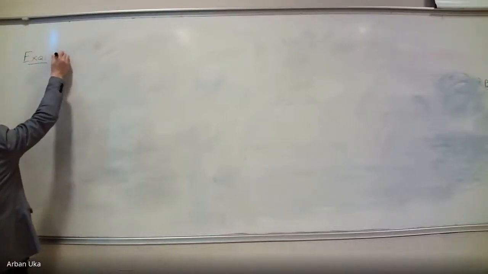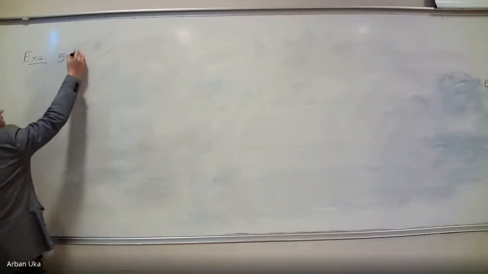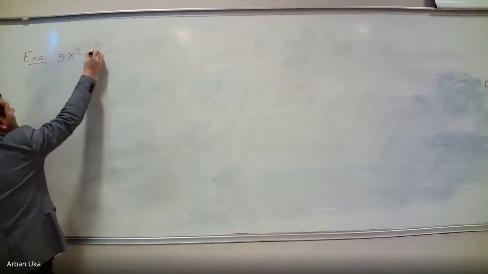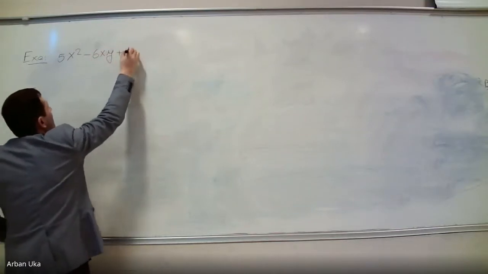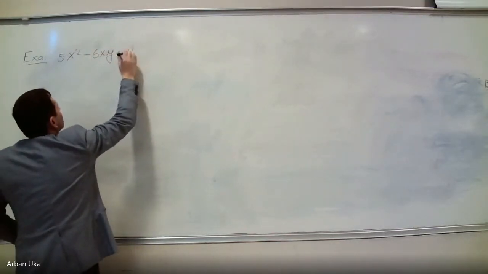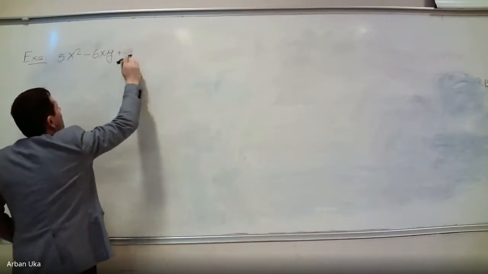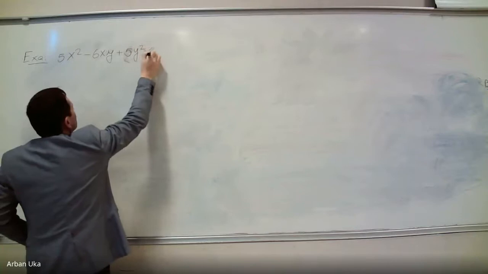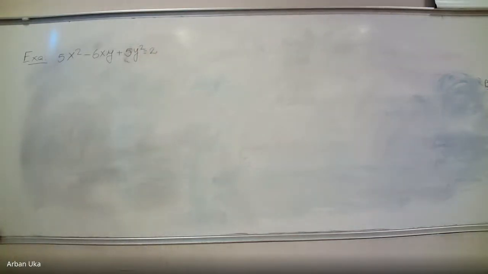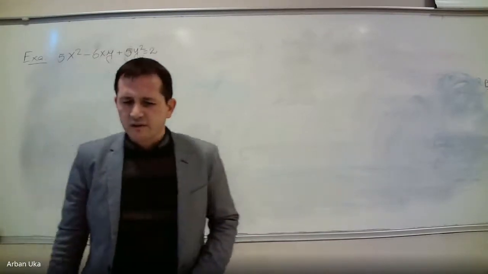Assume that we have an identity which is 5x squared minus 6xy plus 5y squared. This is equal to 2. Now, this is an identity which is telling us a relationship between different values of x and y.